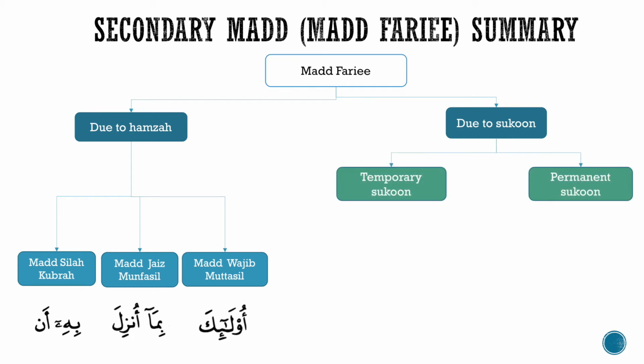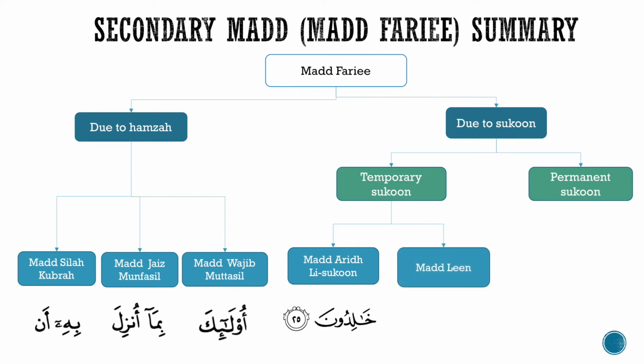Mad Fari'Ee due to a sukoon consists of 2 branches, temporary sukoon and permanent sukoon. For the temporary sukoon, there are 2 types, mad arid lis sukoon, example khalidun, and mad leen, the example is khawf.